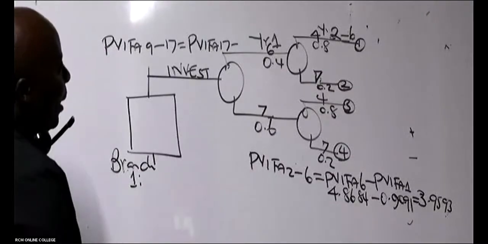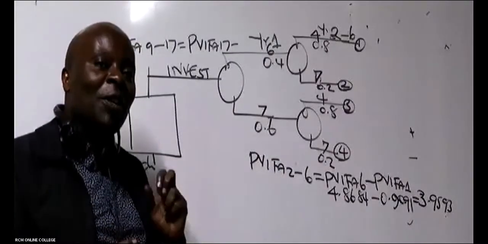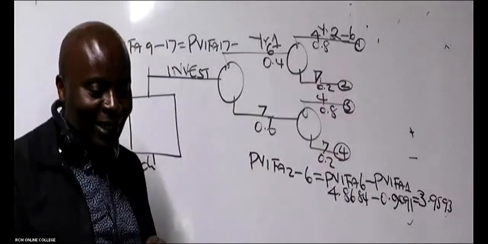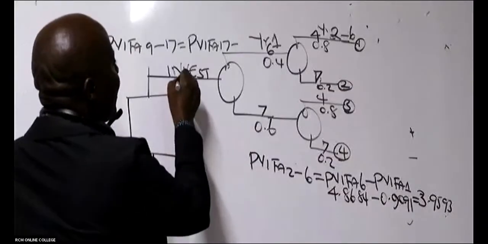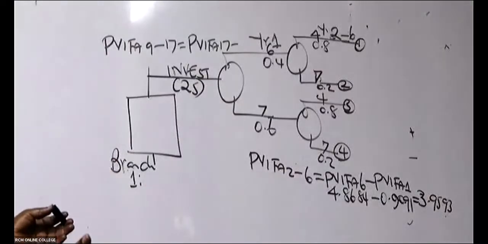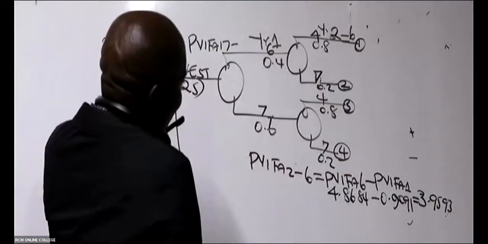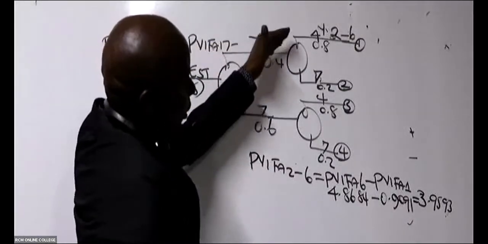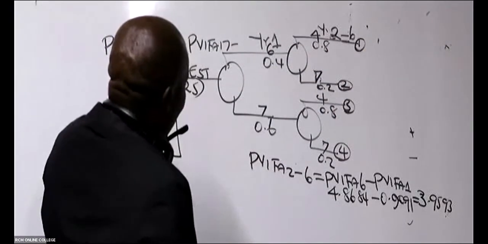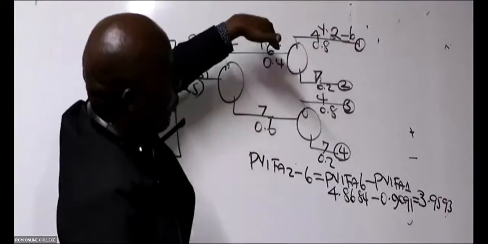So branch 1. Remember, if first of all I'm to invest, is there somebody who is able to remember the initial outlay given in the question? 25. So if we invest, we are going to pay 25, so it's a cash outflow. For branch 1, assume you are a Subaru driver going through your branches, through your road from the very beginning. You pick only cash flows for road number 1.